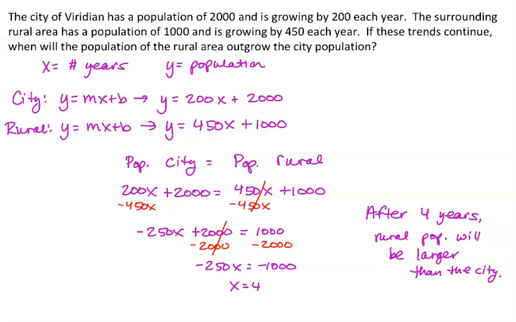So we start by thinking about the given information as a rate of change and an initial value. We can use those as an m and a b in a slope-intercept setup. Once we have that for the city and the rural, since we're looking at when those will be equal to one another, we can set each of those equations equal, solving for x to find the time when they're equal, and then when the rural will be larger from there.